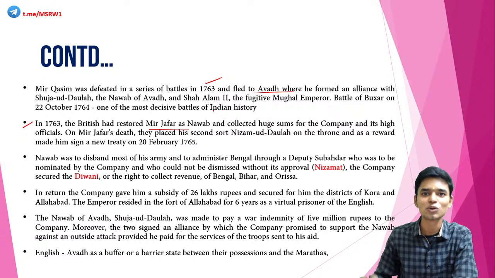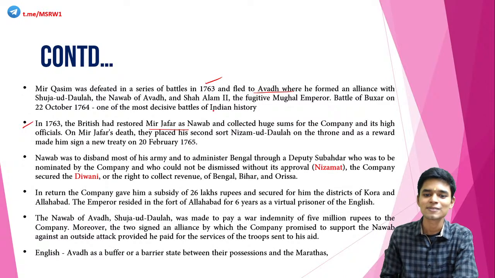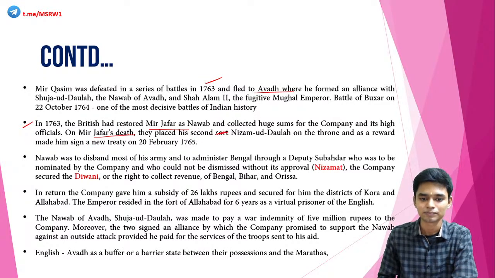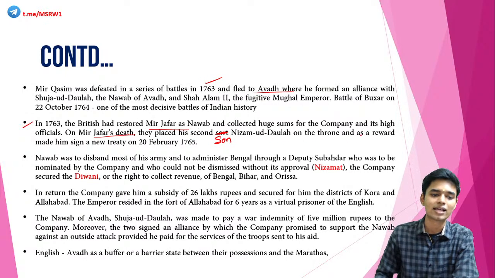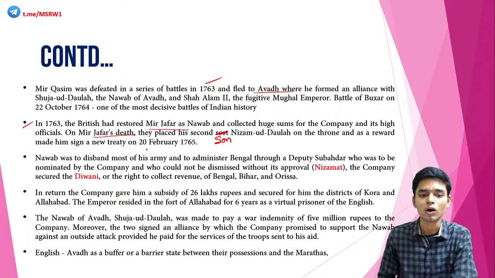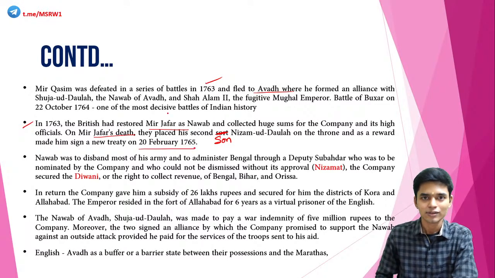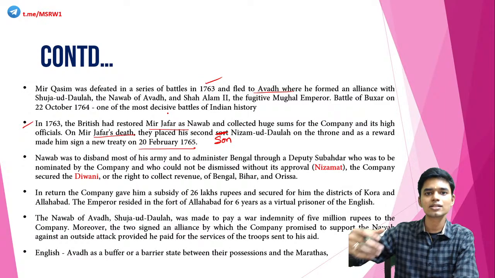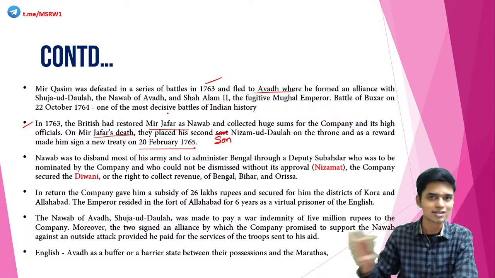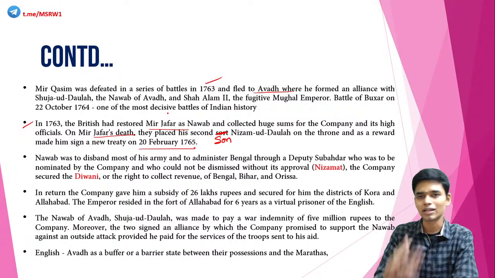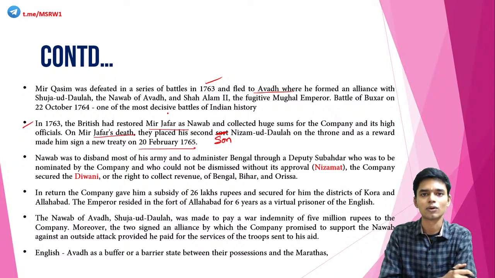And when this was done, a huge sum was collected by the company and its high officials. Okay, on Mir Jafar's death, they placed his second son, Nizamuddin, onto the throne, and as a reward made him sign a new treaty on 20th February 1765. Okay, so now there is no natural line of succession or anything. British will decide who will come to the throne next. That's it. So they placed Mir Jafar. When he died, they placed Nizamuddin. It was all the decision of the East India Company that was being executed. Everybody else was just puppets.